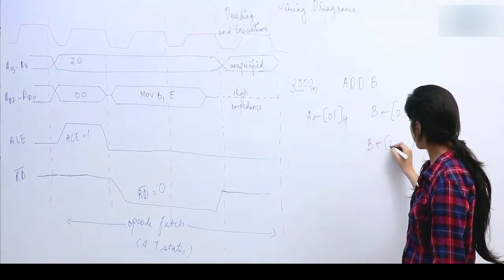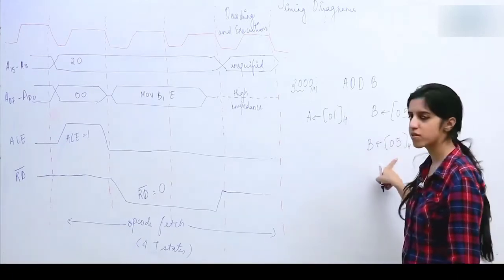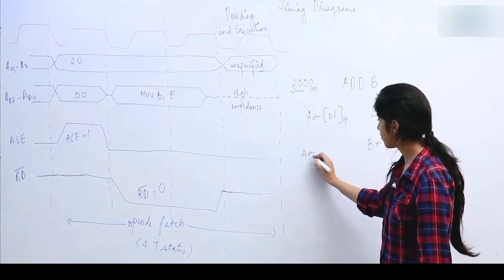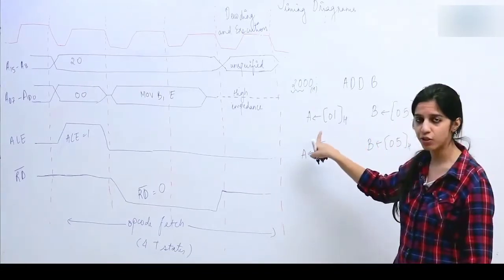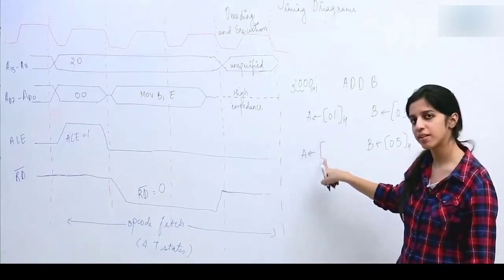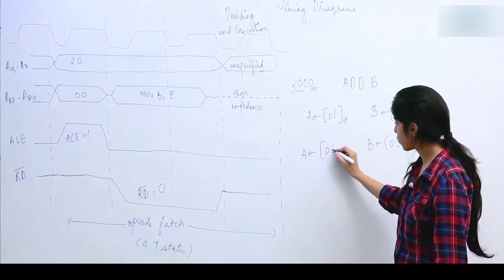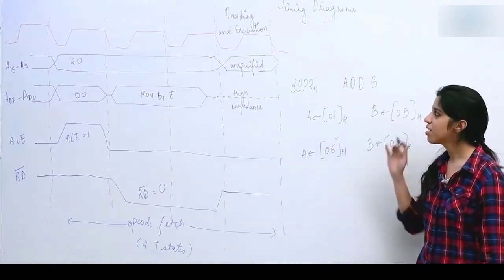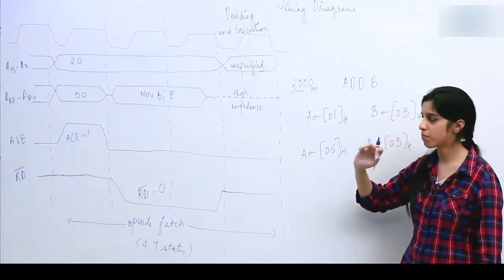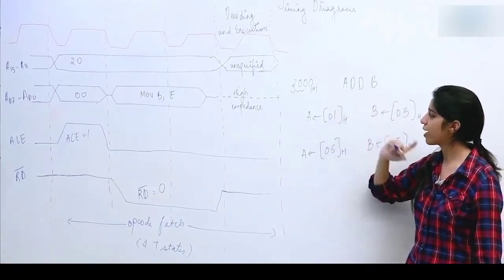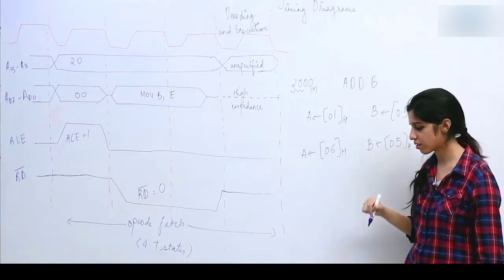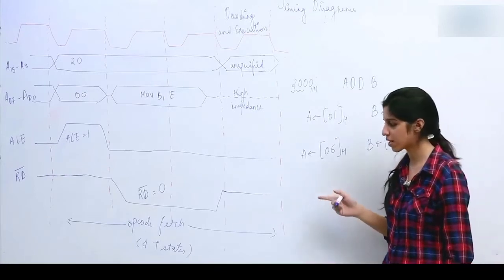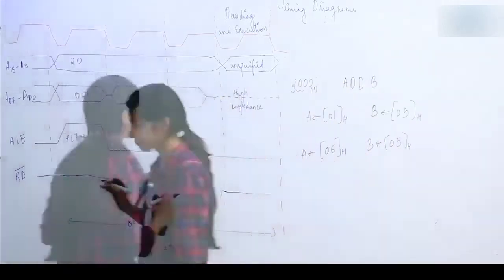Contents of B are going to remain unchanged. We are going to have 05 here only. And what happens to A register? Contents of B are added to A and the final value is written in the accumulator itself. So in A we are going to have 06H. So here we are involving an arithmetic operation, but again see, since we are not required to access the memory, the contents of B, contents of A, and also the ALU lie in the microprocessor itself. So we are not going to require 2 machine cycles. In 1 machine cycle only we are going to do all this.